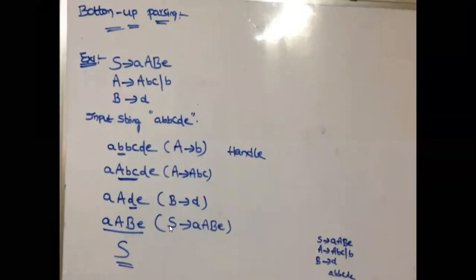So this is the reduction statement. S is production with a, capital B, and small e. So this is the reduction statement. So this can be replaced with capital S. So we are getting the starting symbol. So we are taking the input string and we are getting the starting symbol by using bottom up parsing.